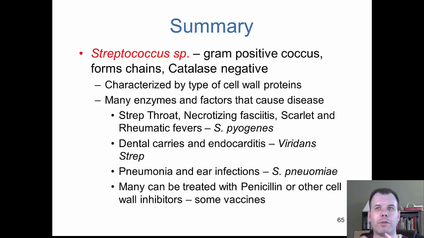But again, we talked about some nasty diseases. One of them being strep throat, which can lead to necrotizing fasciitis, the flesh-eating disease, along with scarlet and rheumatic fevers and strep throat. That's all Strep pyogenes. You can talk about the dental caries and endocarditis with the viridans strep. These are the different ones, the mutans and all these other guys, but just refer to them as the viridans strep. Pneumonia and ear infections with the Strep pneumoniae. And again, a lot of these guys can be treated with antibiotics because we don't have a lot of resistance, and Strep pneumoniae has vaccines for it. So again, ways to protect ourselves.